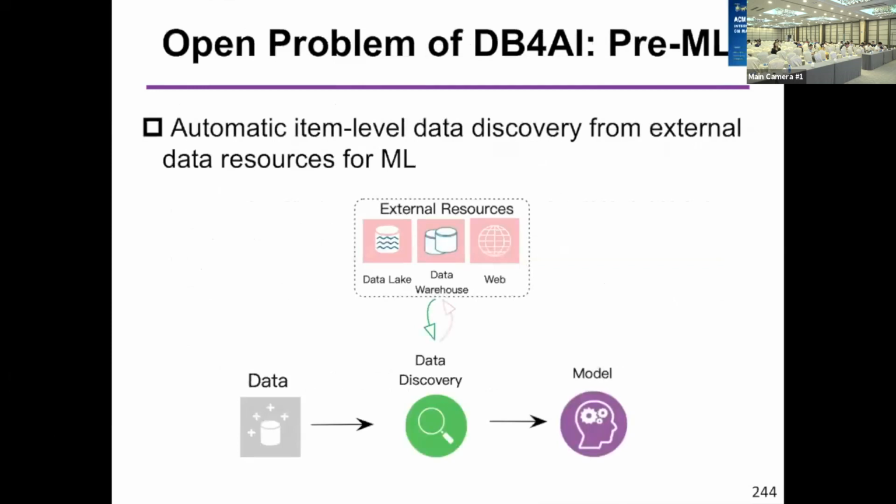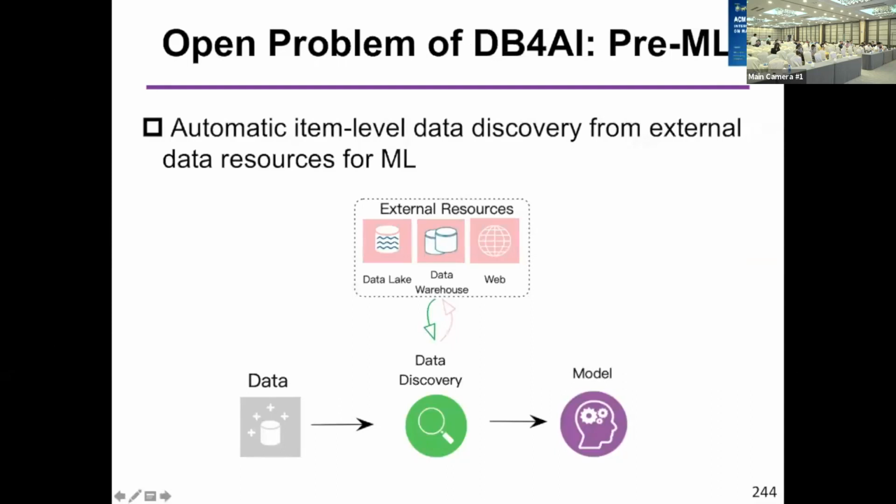And next, I will introduce some open problems for DB4AI. The first is pre-machine learning. I think the data discovery, especially the item-level data discovery, is very important. You know that when a model is not good on testing data, what's the reason? The model is not good or the data is not good. I think this is a very, very important problem.